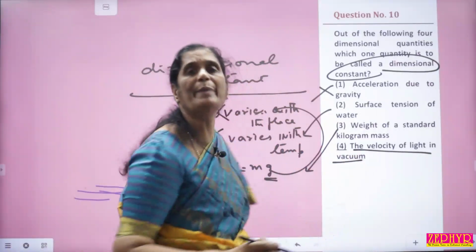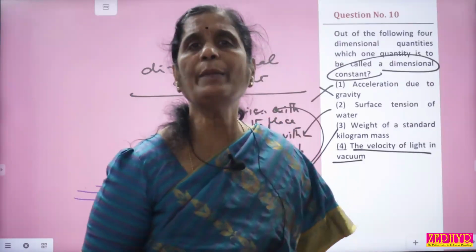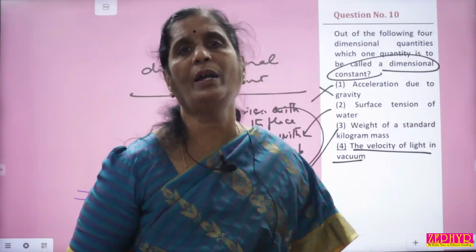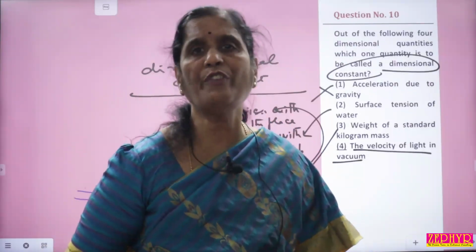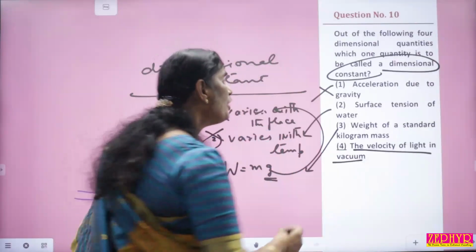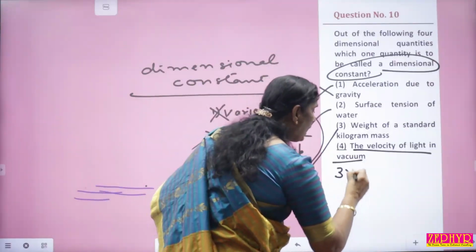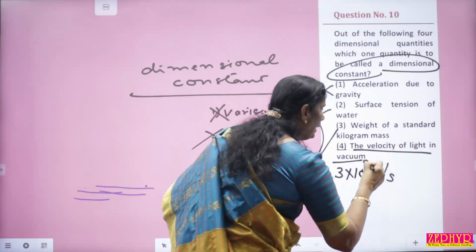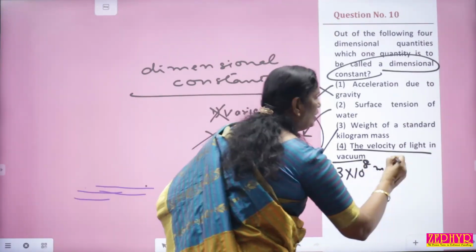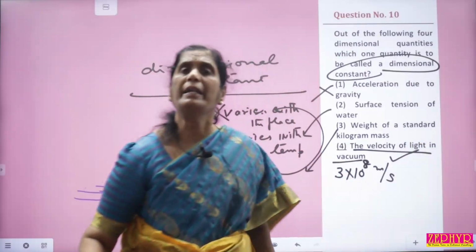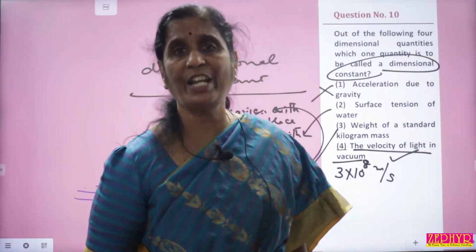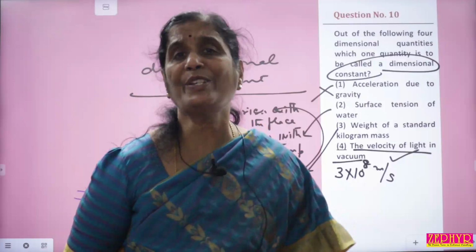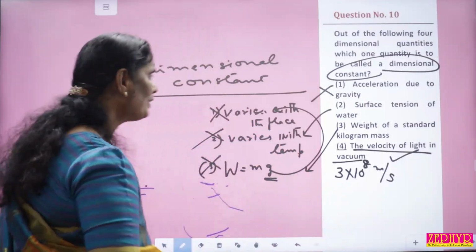Velocity of light in the medium. If they say velocity of light in the medium, then I will say again it is wrong, because as the medium changes, the velocity of light also changes. It is not the velocity of light in medium, it is the velocity of light in vacuum that will always be constant. So velocity of light can be declared as a universal constant, though we can also call it a dimensional constant. So the answer will be 4.